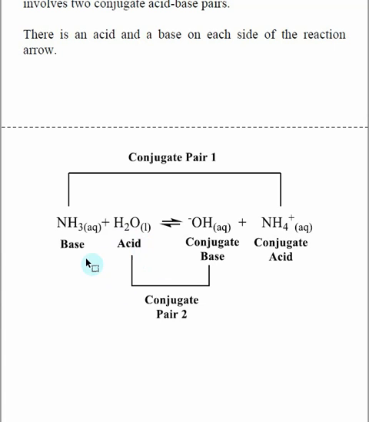To find the conjugate acid of our base, ammonia, all I have to do is add another hydrogen to it, so it becomes NH4 plus or ammonium. That's my conjugate acid in this case. Water, all I have to do is remove a hydrogen, so I go from H2O to OH minus or hydroxide. That is the conjugate base. So these are the two conjugate acid-base pairs that are involved in this acid-base equilibrium.